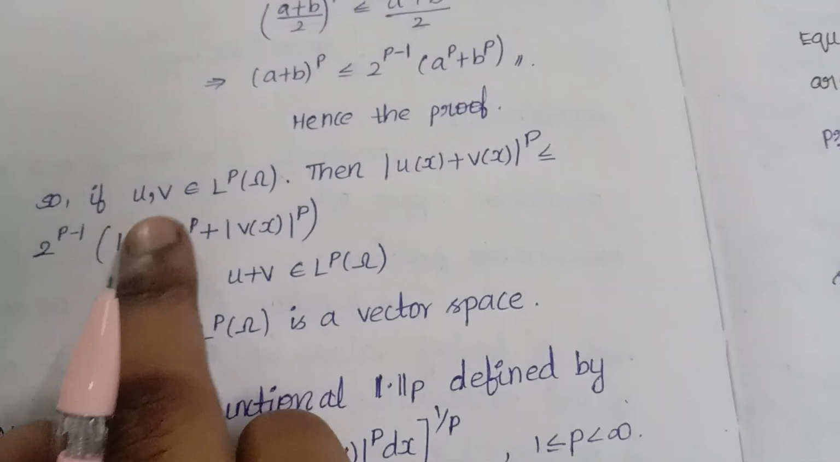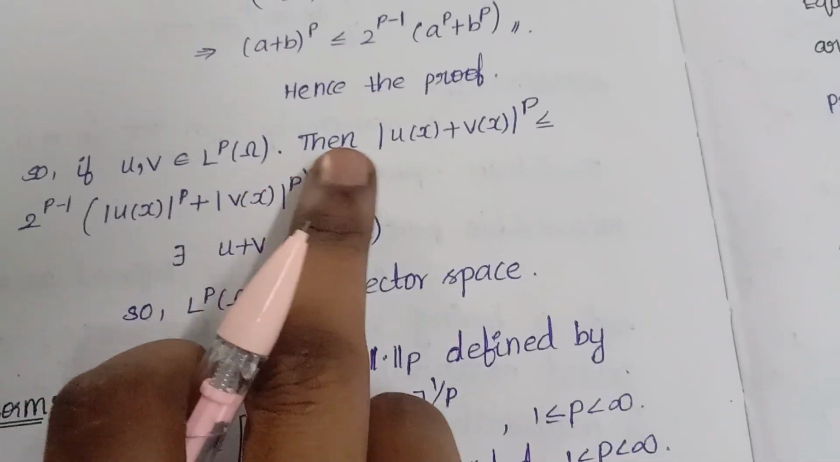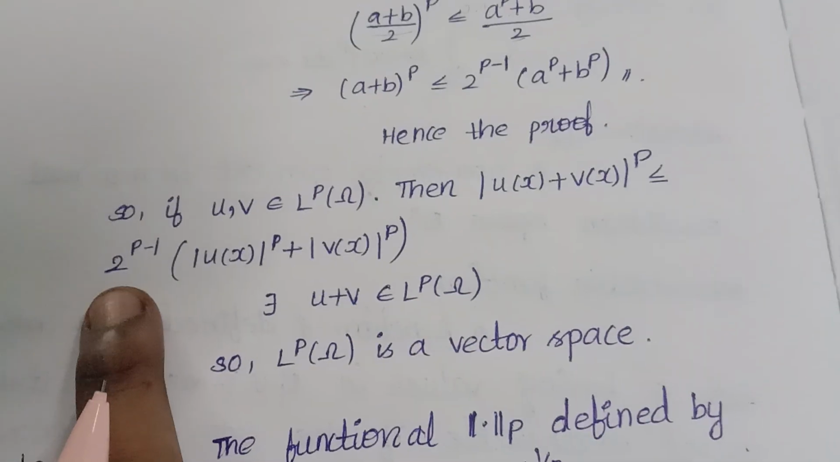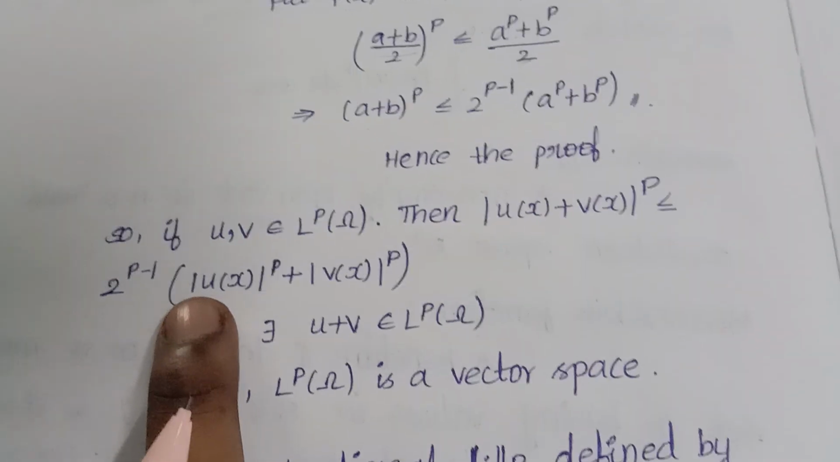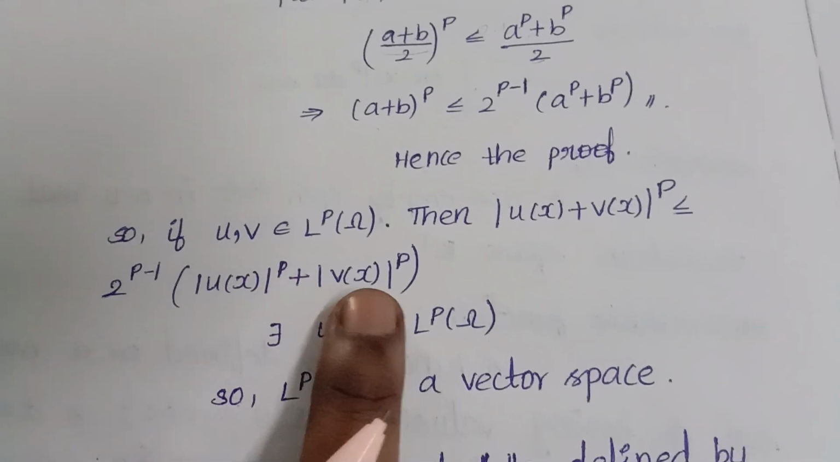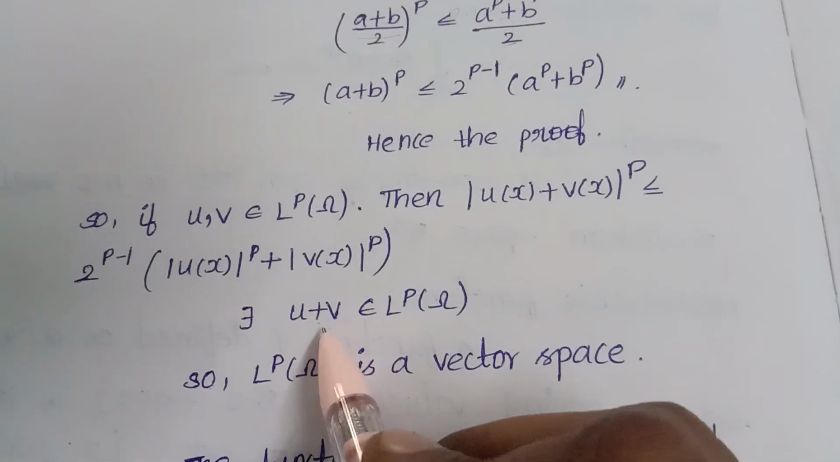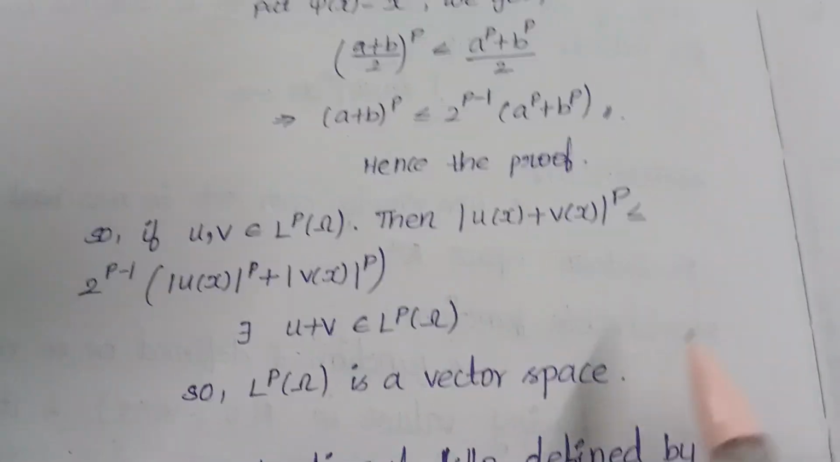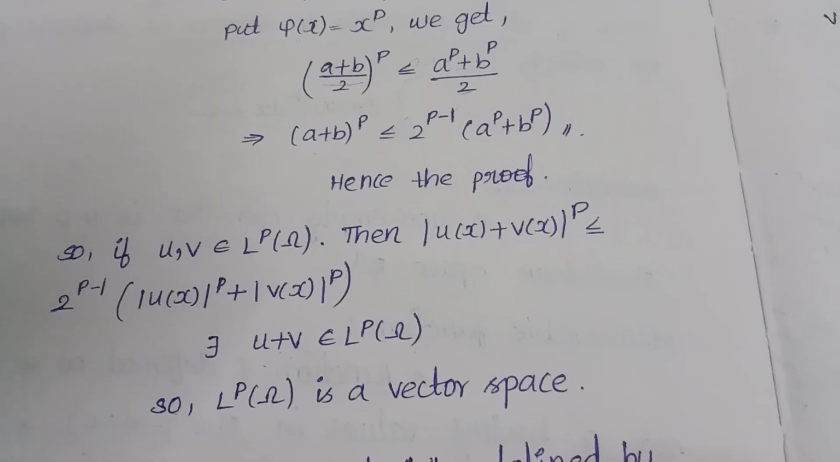So if u, v belong to L^p of Omega, then |u(x) + v(x)|^p is less than or equal to 2^(p-1)(|u(x)|^p + |v(x)|^p), such that u + v also belongs to L^p of Omega. So L^p of Omega is a vector space. Hope you all understand, and thank you.